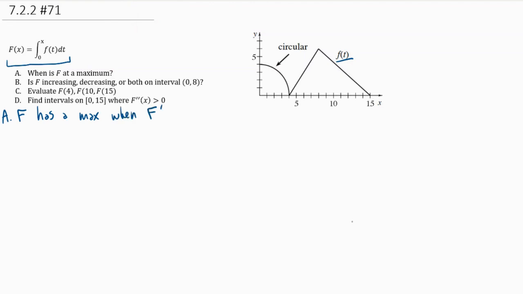f prime of x changes from positive to negative, so when the slope of F changes from positive to negative. I'm actually just going to write that out now because I know that's true, but I don't know what f prime is yet. So F has a max when f prime changes from positive to negative. Okay, so how do I figure out the relationship between F and f prime?